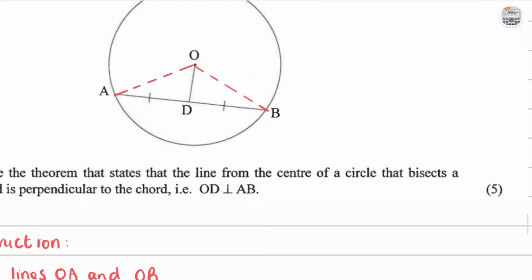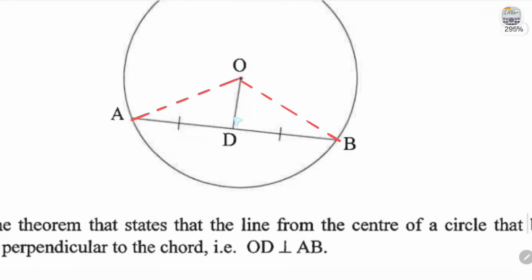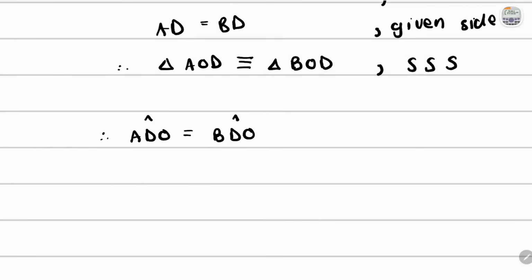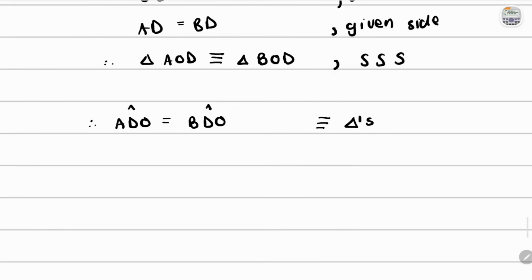Now, what that concludes is, because these two are congruent, it would also conclude that this angle is equal to this angle. So let's just put it like that. But we'll call it ODA or ADO, that's fine, and BDO. So we're saying that those two are equal. So angle ADO equals BDO, and the reason for that is because we had congruent triangles that we proved.